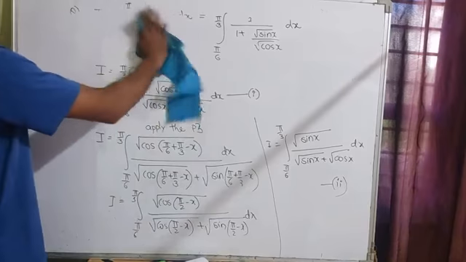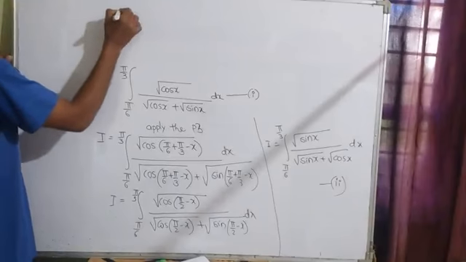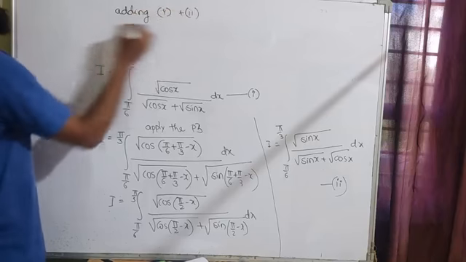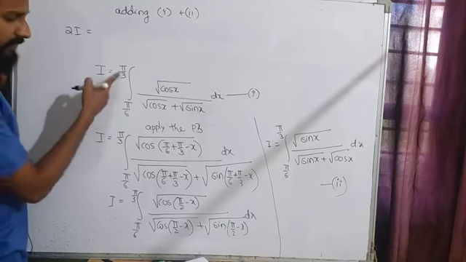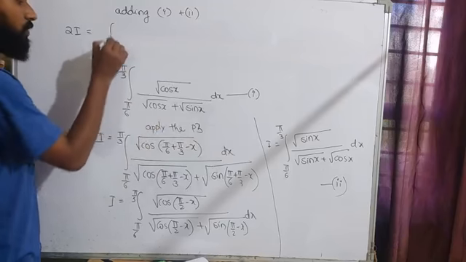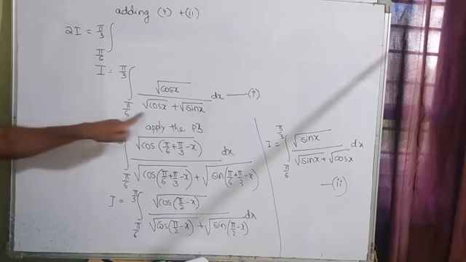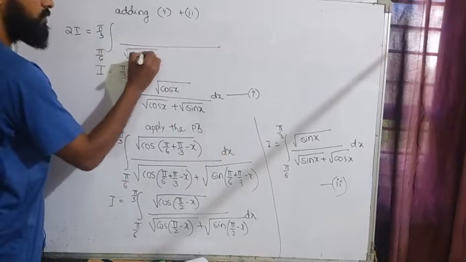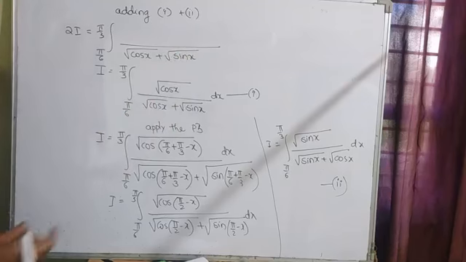So let me erase this part. So let me write, adding equation 1 and equation 2, I'll be getting 2i, because here there is i, and here also there is i, so it becomes 2i. The limits are both the same, so we will write only one limit, that will be pi by 6 to pi by 3. The denominators of both are also the same, so we will write only one denominator, that will be root of cos x plus root of sin x, and we'll just add the numerators.